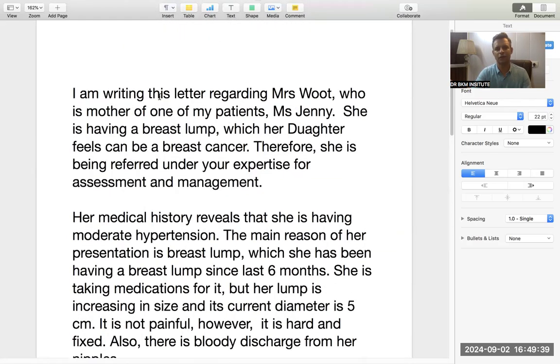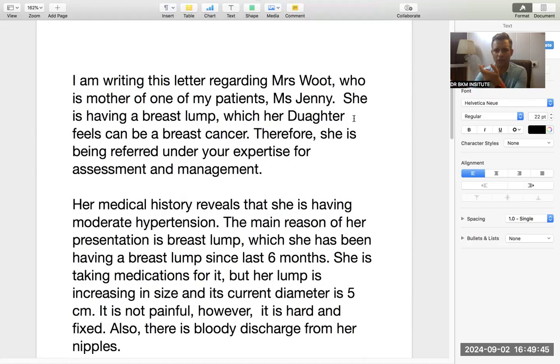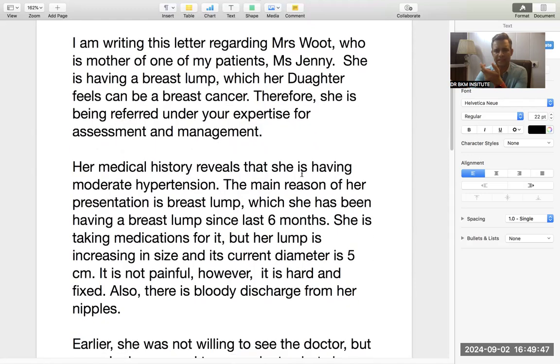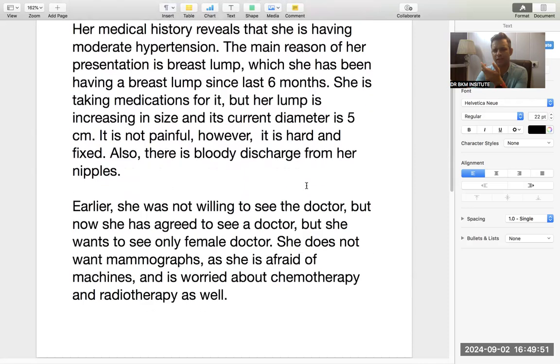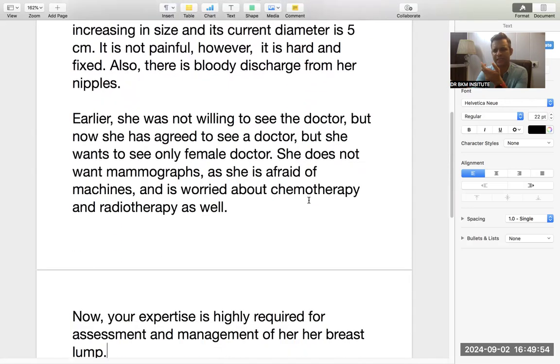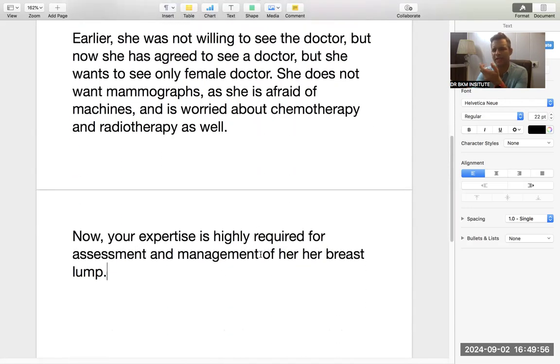Let's see the word count. 1, 2, 3, 4, 5, 6, 7, 8, 9 in one line. Then 21 lines, 21 into 9, 9 ones are 9, 9 twos are 18, 189 words. That is what we need in OET as a final exam.